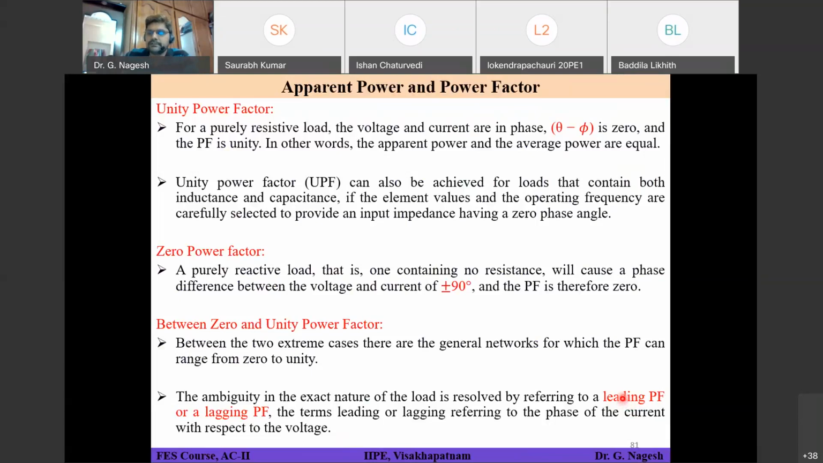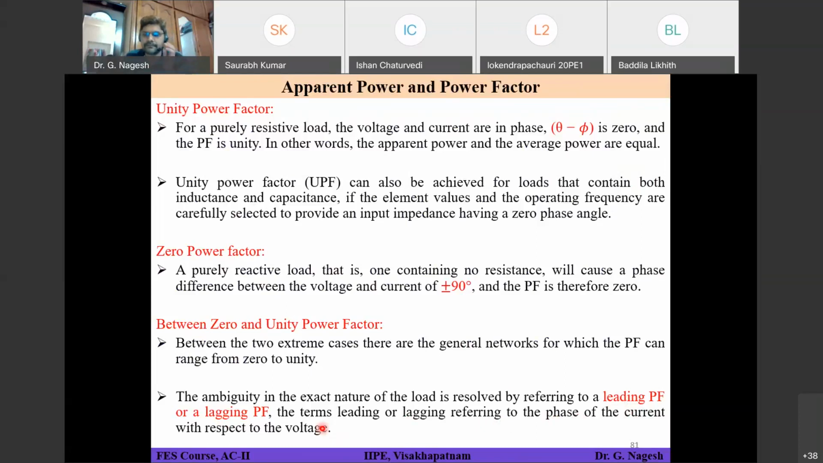So this leading and lagging we will call the phase of the current with respect to the voltage. That means voltage is your reference phasor, and with respect to that reference phasor, current may be leading, then you will call it a leading power factor. Current may be lagging, then you will call it a lagging power factor. Is it clear?